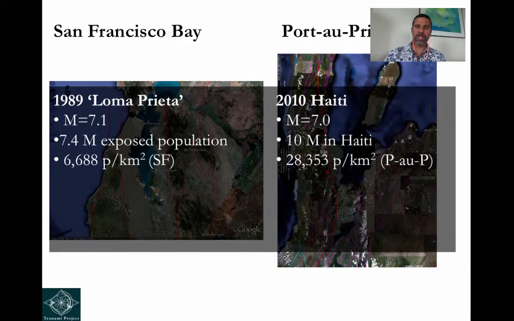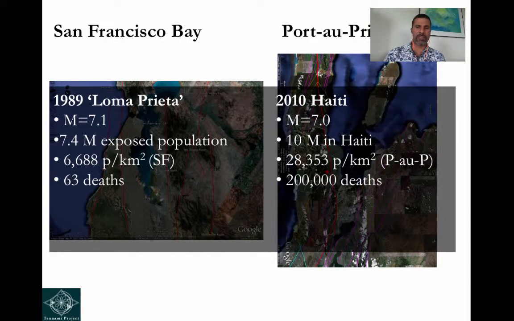The population density, however, is really a lot different. In San Francisco proper, in the city of San Francisco, that's the highest population density I could find, there's almost 7,000 people per square kilometer, compared to Port-au-Prince, where we have 28,000 people per square kilometer in the city. That's some of the highest population density in the world.